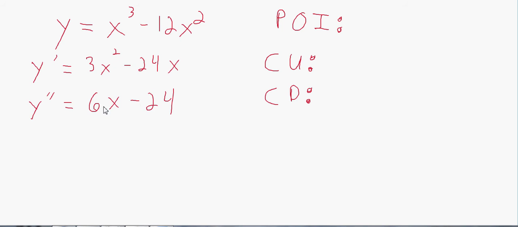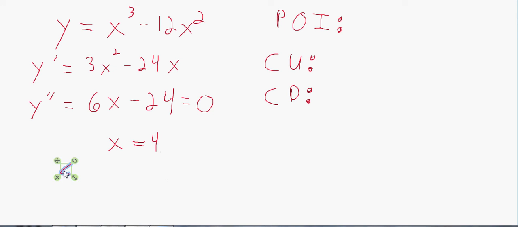We're going to first find out where the second derivative is undefined. In this case, 6x minus 24 is never undefined. And we're also going to find out where it equals 0. So it's similar to finding critical numbers, but these are not called critical numbers. So when we solve this, we're going to get x equals 4.